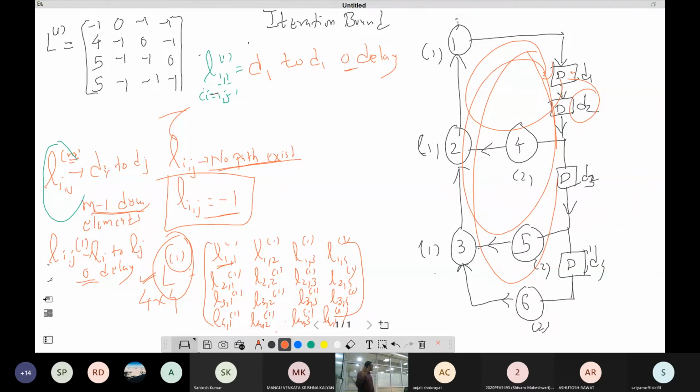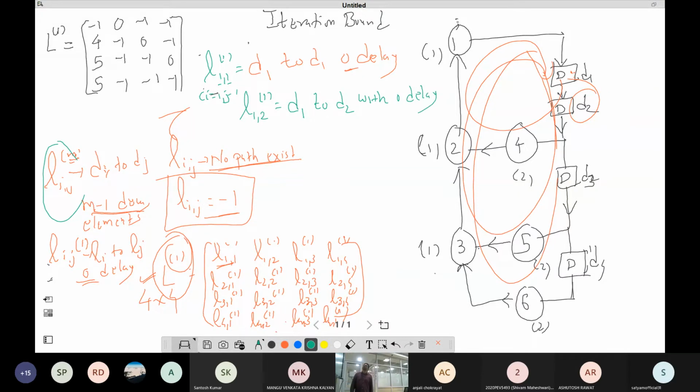Okay. So now for L11, I need to start with D1, go to D1, and find a path with zero delay elements in between. Now let's do it for the second case, L12 of 1. That means I need to start from D1 and reach D2 with zero delay elements.